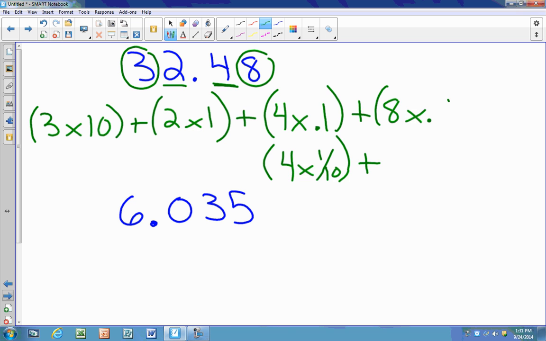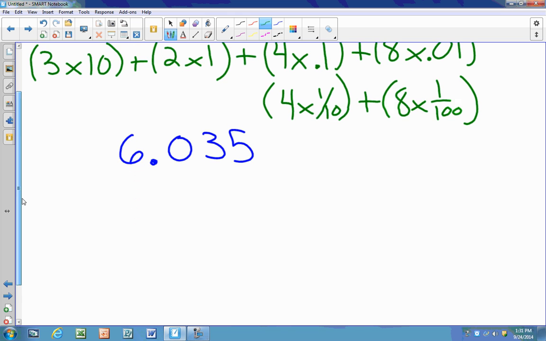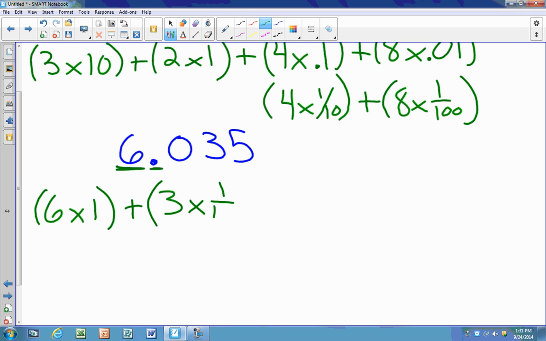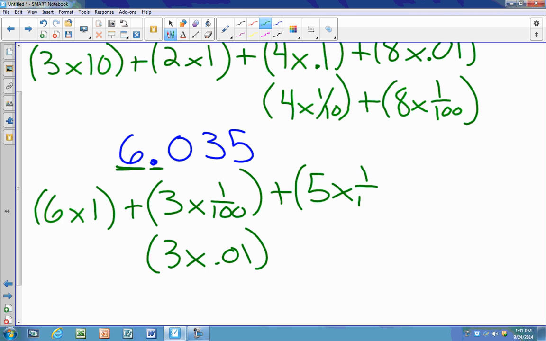So I can do the same thing. This is hundredths, or I can write it this way, which is also 8 times 1/100. Another example is right down here. We have a 6, which is in the ones place. We always have to make sure we're paying attention to whether it is a decimal or a comma. That is a decimal. So then I'm going to add it to my 3, which is in my hundredths place. So I can write it either of these ways. And I'm going to add that to my 5, which is in my thousandths place.